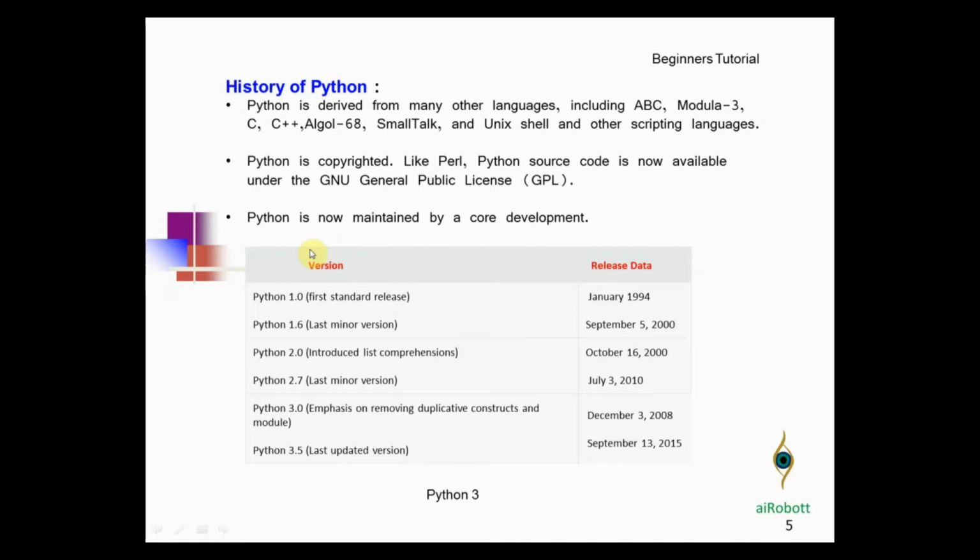You can see the Python versions here. Python 1.0 was the first standard release, released in January 1994. 1.6 was the last minor version in Python 1, on September 5, 2000. Python 2 introduced list comprehensions on October 16, 2000. Python 2.7 was the last minor version, on July 3, 2010. Python 3.0 was released on December 3rd, 2008. Python 3.5 was the last updated version, on September 13, 2015.